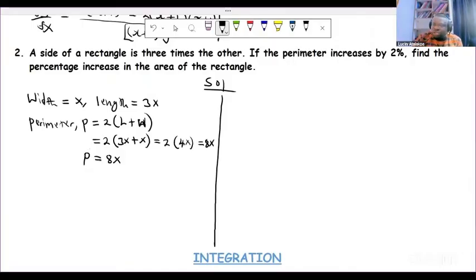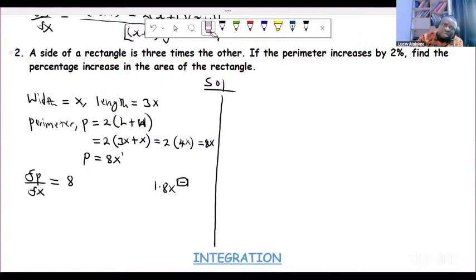Now I want to differentiate P with respect to x. So if I do dP/dx, I will get just 8 because the power here is 1. 1 times 8 is 8. Then you write the x to the power of 1. Take away 1 from the power. 1 minus 1 is 0. Anything to the power of 0 is 1. So 1 times 8 is 8. 8 times 1 is still 8. So dP/dx is 8.